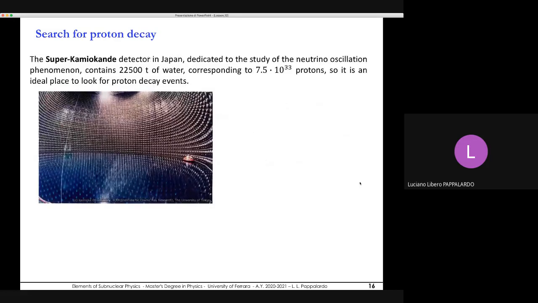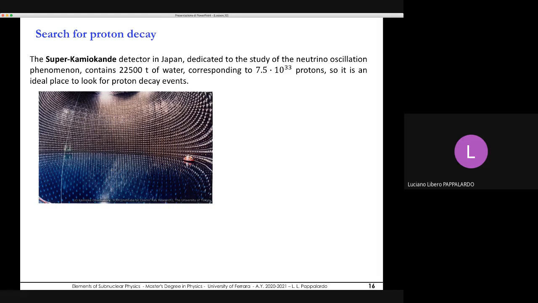So the Super Kamiokande detector in Japan, which is dedicated to the study of the neutrino oscillation phenomenon that we will study next in the course, contains something like 22,000 tons of ultra-pure water, okay? And water, of course, contains protons, and so this corresponds to 7.5 times 10 to the 33 protons in this volume of water, okay? So we are essentially of the order of 10 to the 34 protons. So this is an ideal place to look for possible proton decay events.